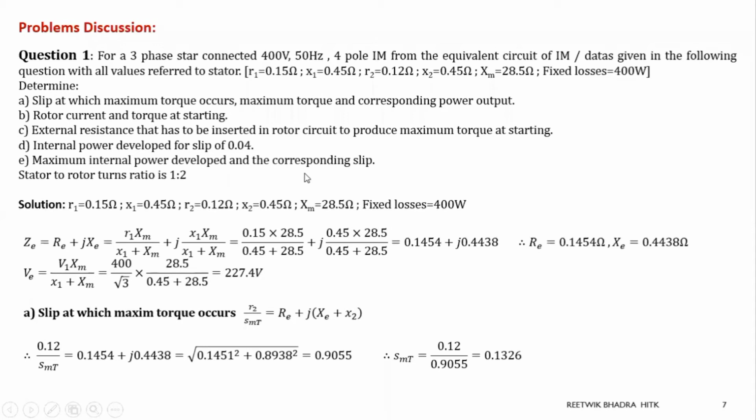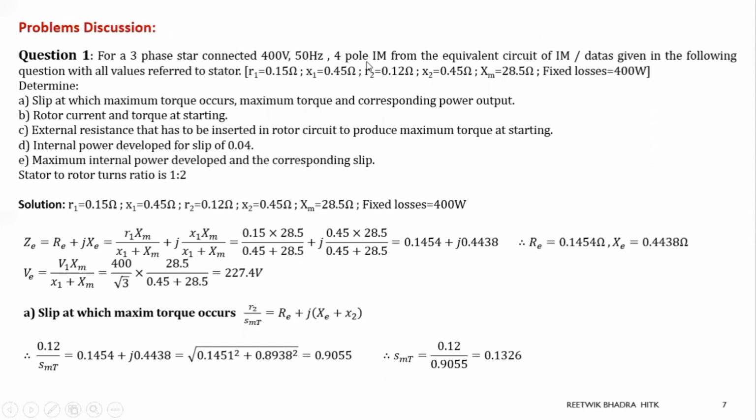So in the question you read, a 3-phase star connected 400 volt induction motor is given. Always voltage is given in line. So 400 volt is line voltage, and if you calculate your phase voltage, it is 400 by root 3 since it is star connected. If it was delta connected, then VL is equal to VPH is equal to 400 volt.